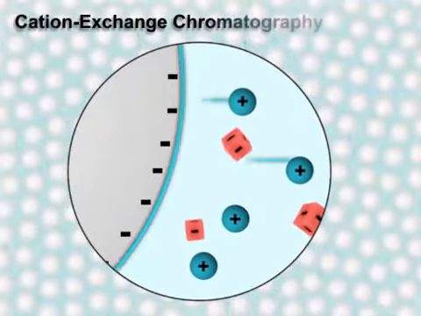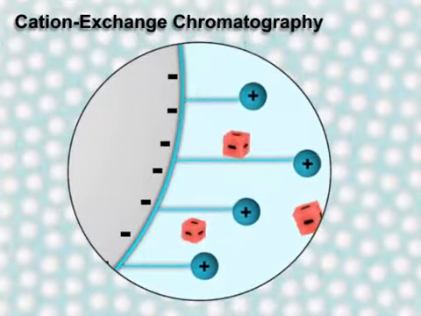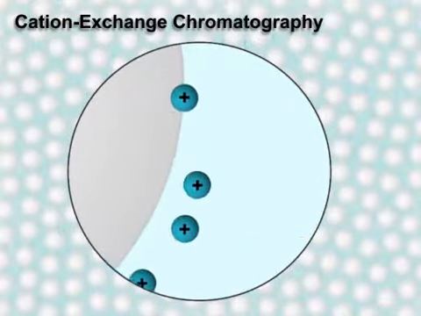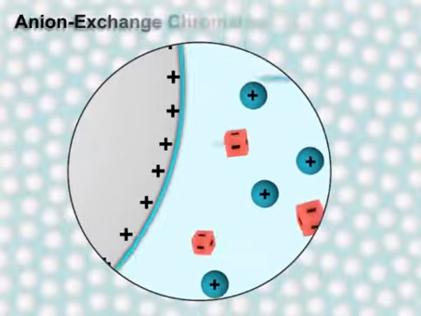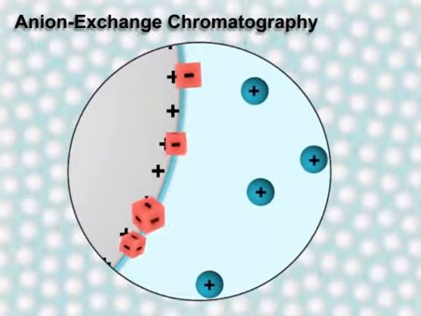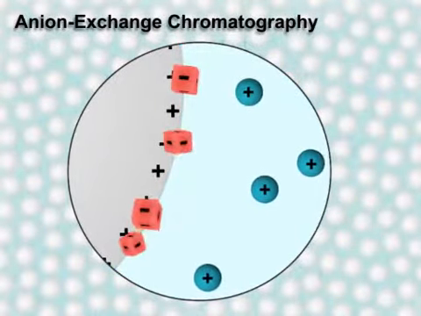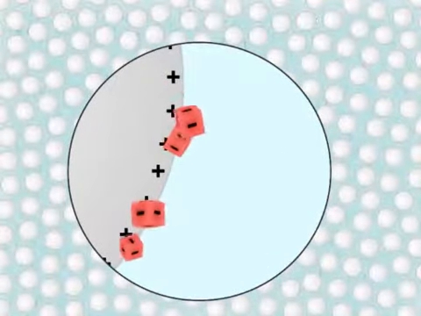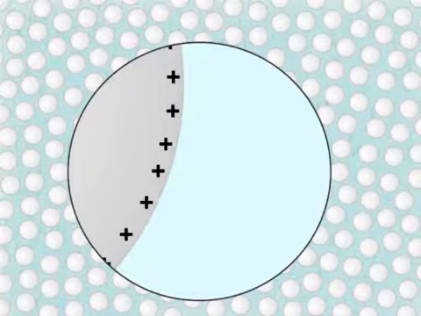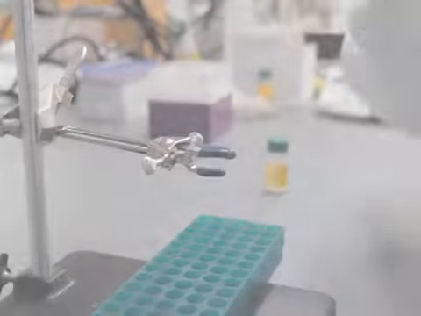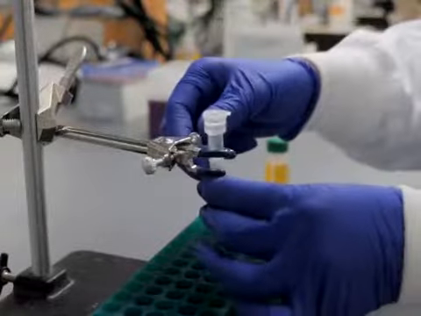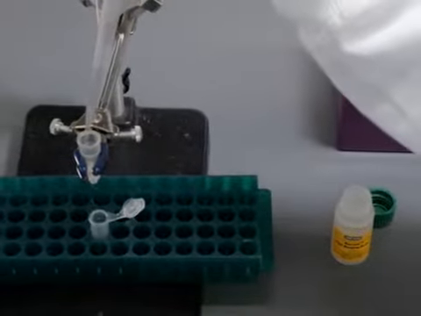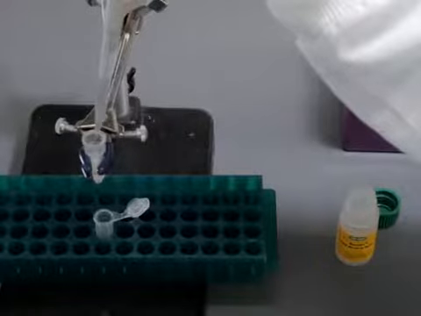In cation exchange chromatography, negatively charged resin is used to bind positively charged analytes. Similarly, in anion exchange, negatively charged analytes bind to positively charged resin. The unbound compounds are washed through the column, and the analyte can then be collected in a separate container. This video will introduce the basics of ion exchange chromatography and demonstrate the technique by separating a protein mixture in the laboratory.